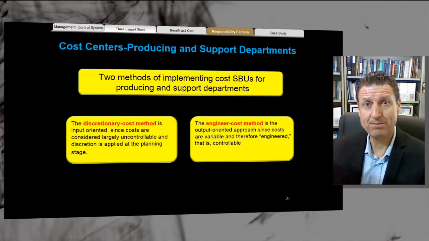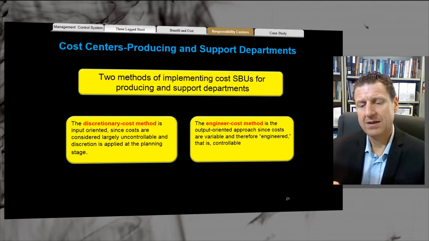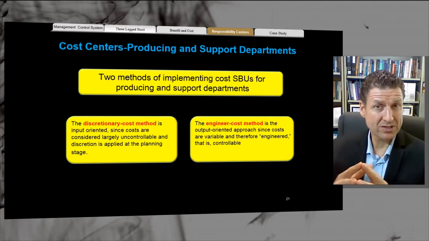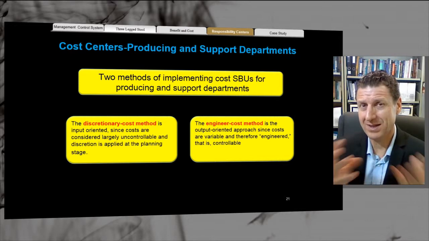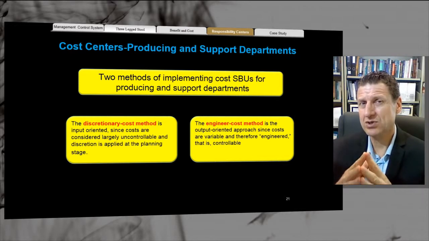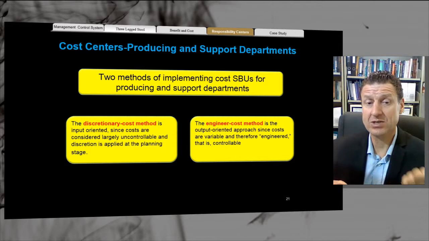Now, there are two different methods of implementing cost strategic business units for producing and support departments. The first one is a discretionary cost method, and the second one is an engineered cost method. And what do we mean by the two? Most organizations around the world do use a discretionary cost method.